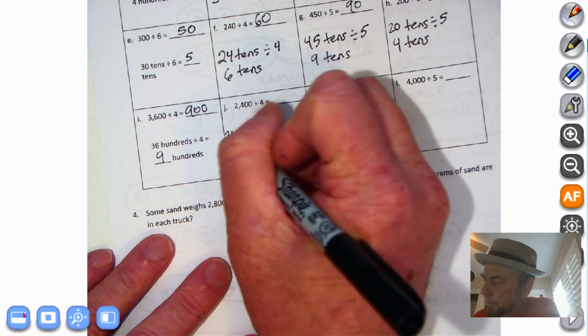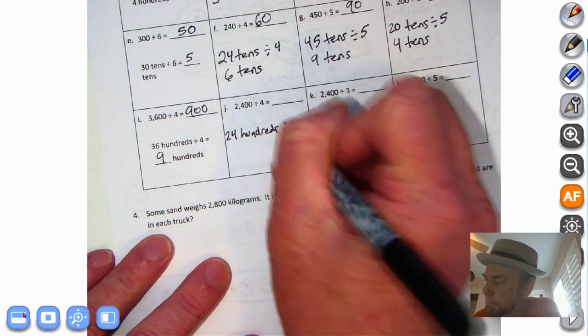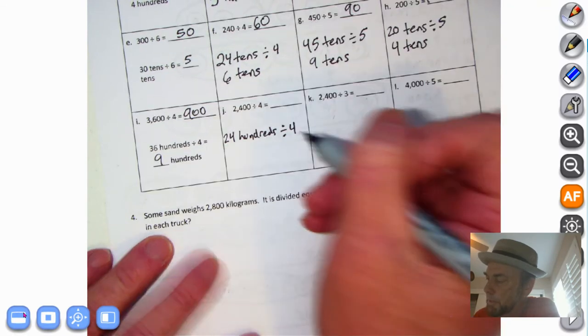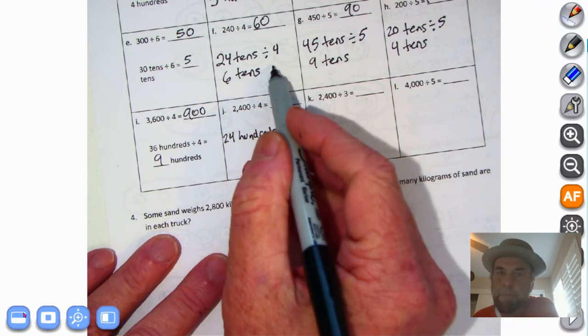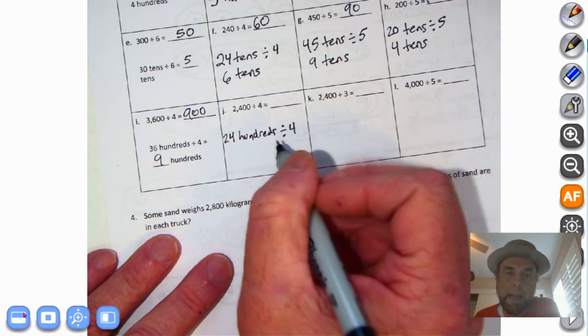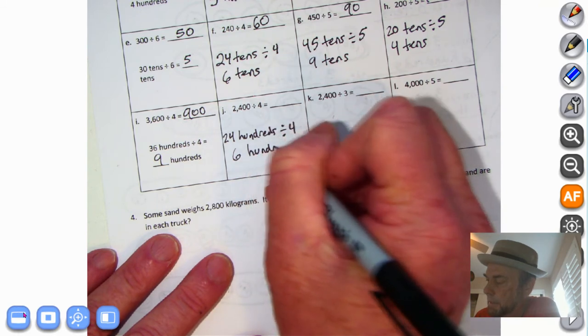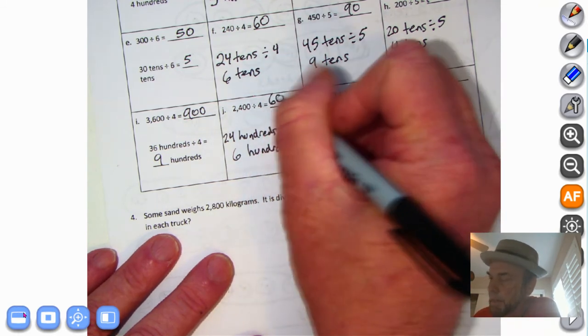And 4 times what is 24? We already know that from up here, right? We know 4 times 6 is 24. So I know this is going to be 6, but 6 what? 6 hundredths. I'm going to put my 600 right there.